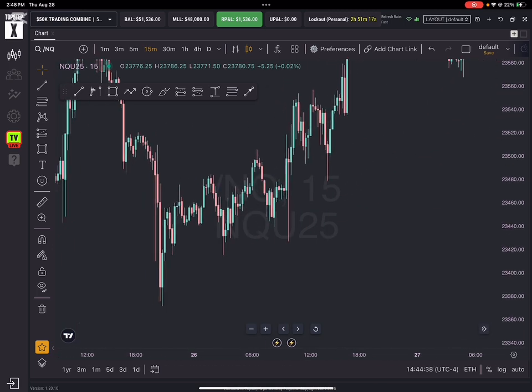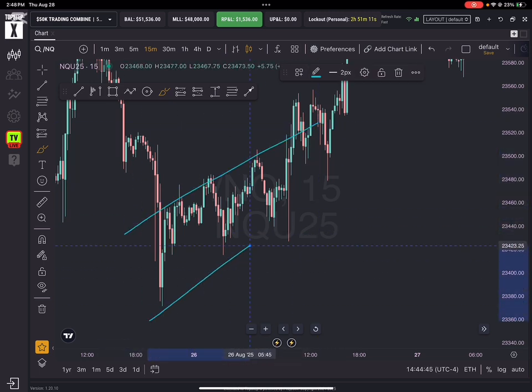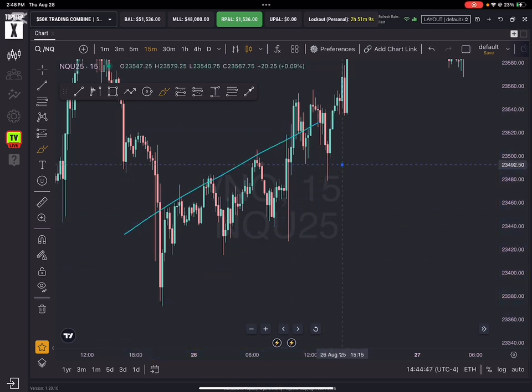Like, what is this? Where am I supposed to put my key level? It's just going up, and here it's going up. I don't know where to put the levels, you know?